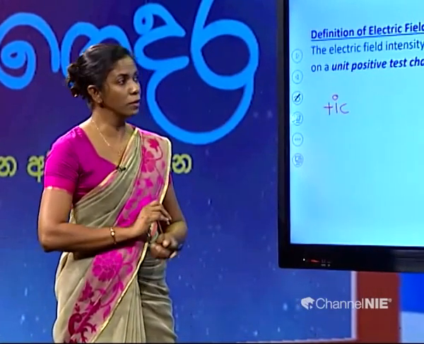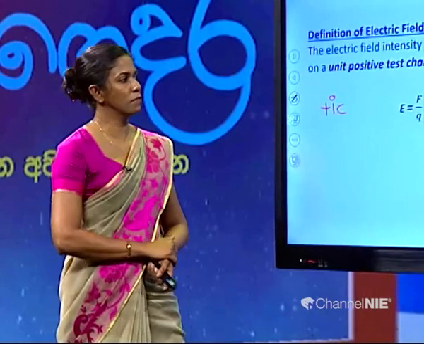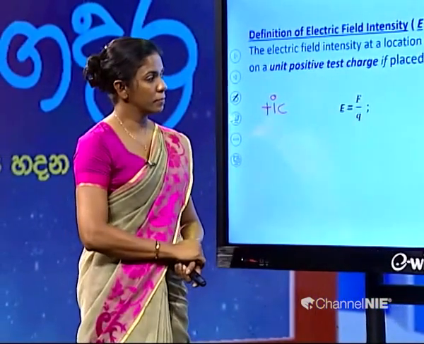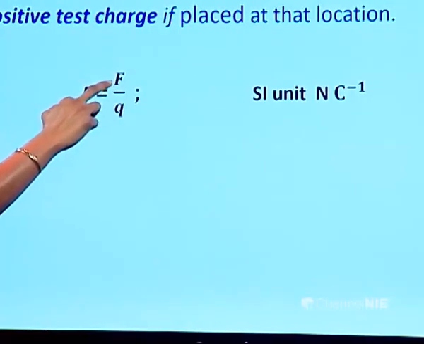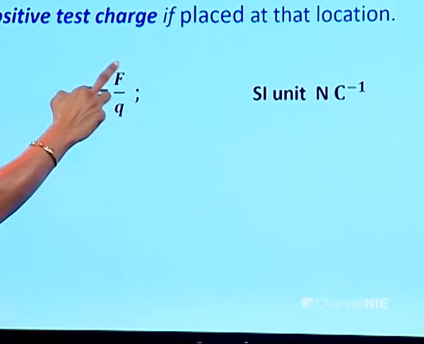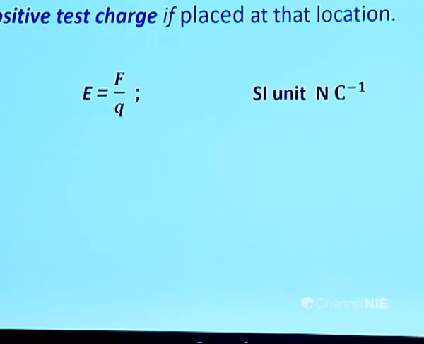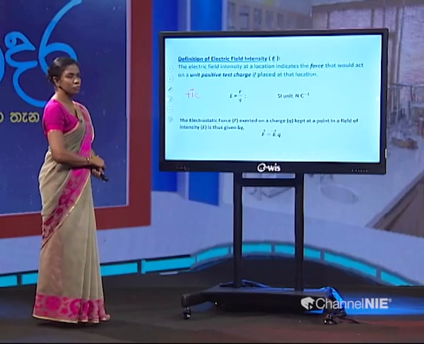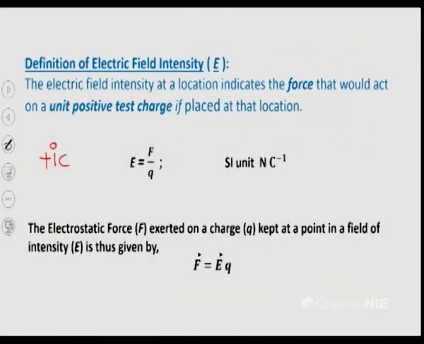So if I move on, according to the definition, the electric field intensity is the force exerted per unit charge. So if the force exerted on a charge Q is F, force exerted per unit charge is given by the expression E equals F by Q. And the SI unit therefore will be newtons per coulomb. So if I use this equation to come to the next step, let me explain this way.